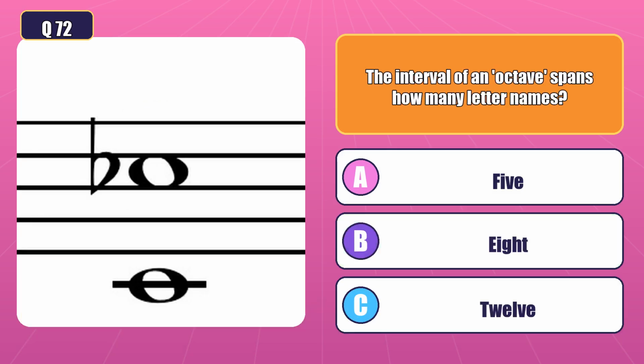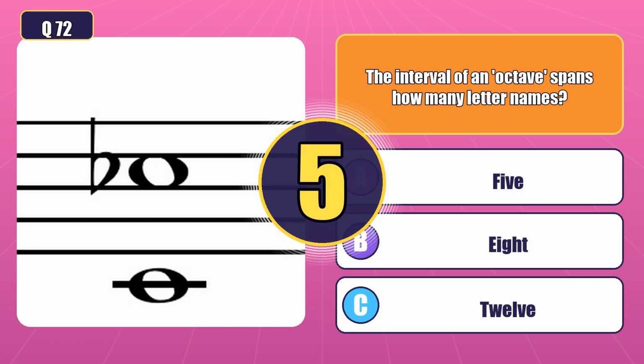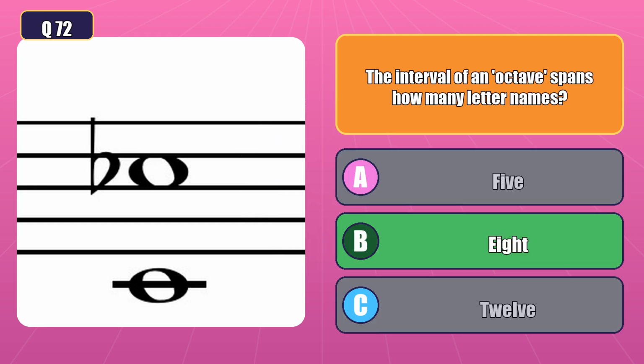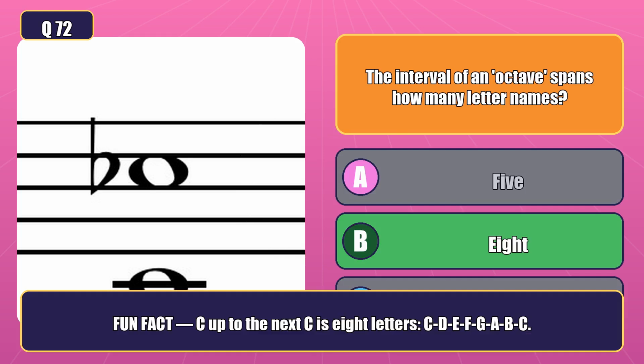Question number 72. The interval of an octave spans how many letter names? The answer is 8. Fun fact, C up to the next C is 8 letters: C, D, E, F, G, A, B, C.